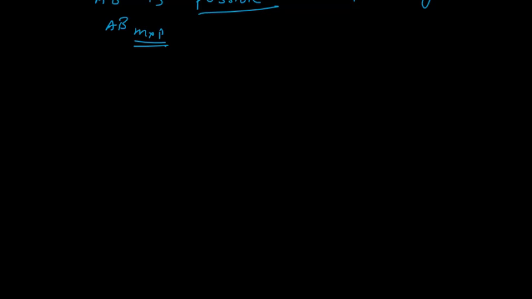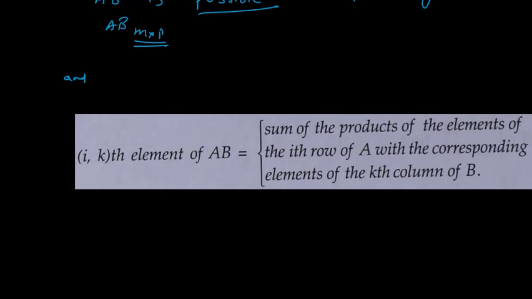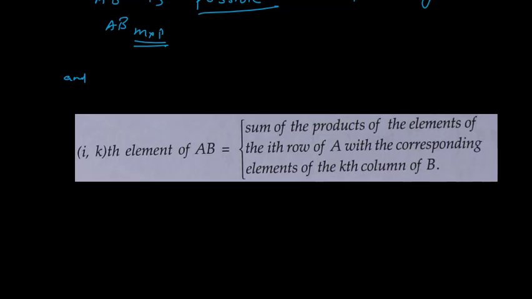we use the formula: the i, kth element of AB is equal to the sum of products of elements of the ith row of A with the corresponding elements of the kth column of B. Now it seems very difficult, what is written. Okay, let us understand this with the help of an example.